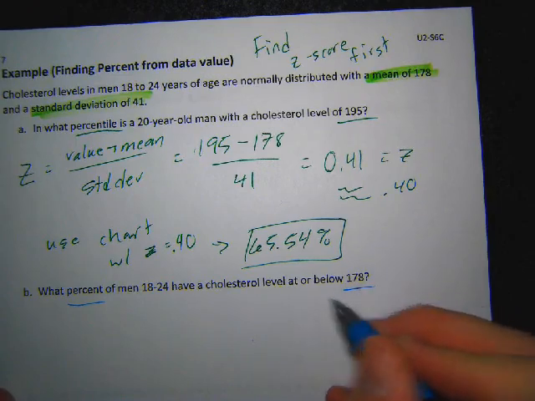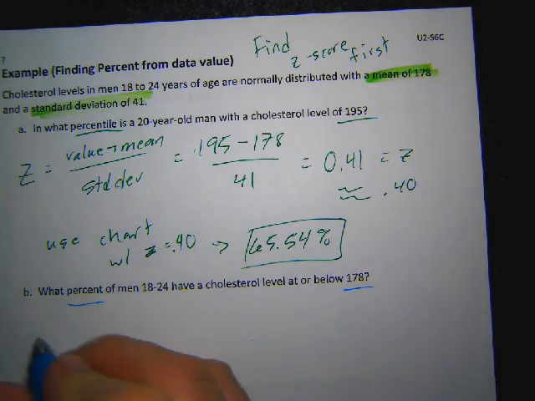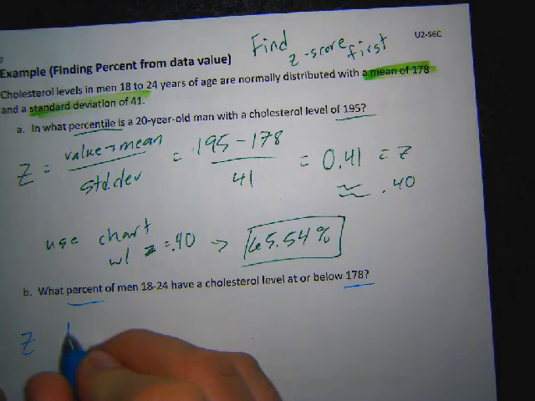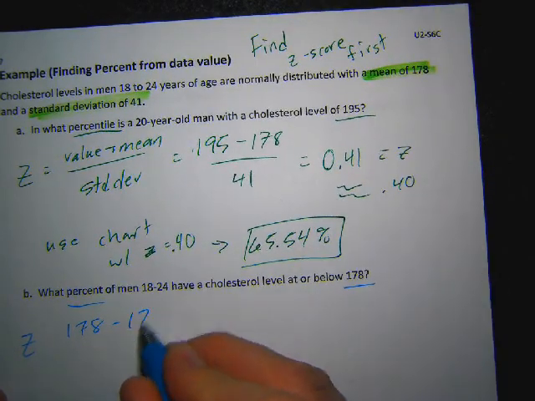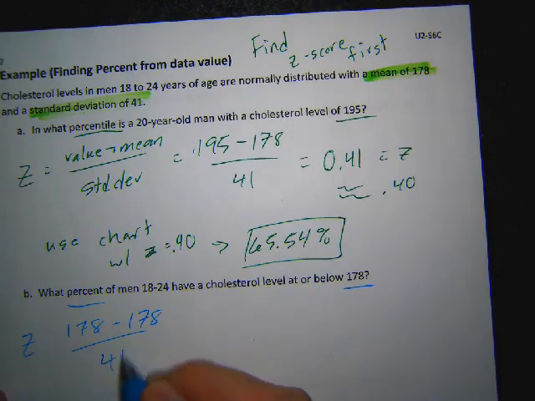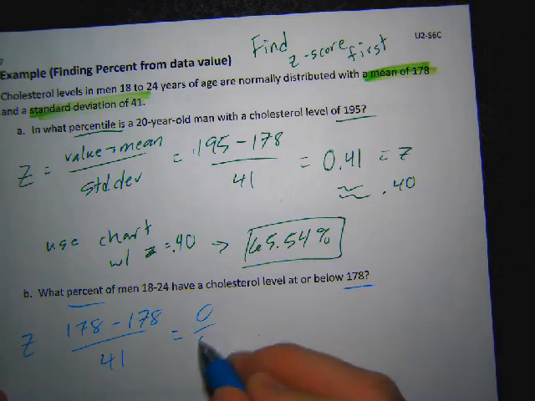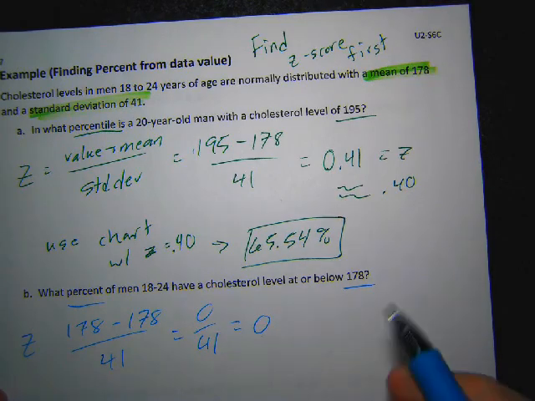So in this case, I do the same thing. I find the z-score first. 178 is going to be the value. The mean is 178, and standard deviation is 41, but you guys hopefully already know what the answer is, because if I do 178 minus 178, I get 0. Because this is the mean, right?